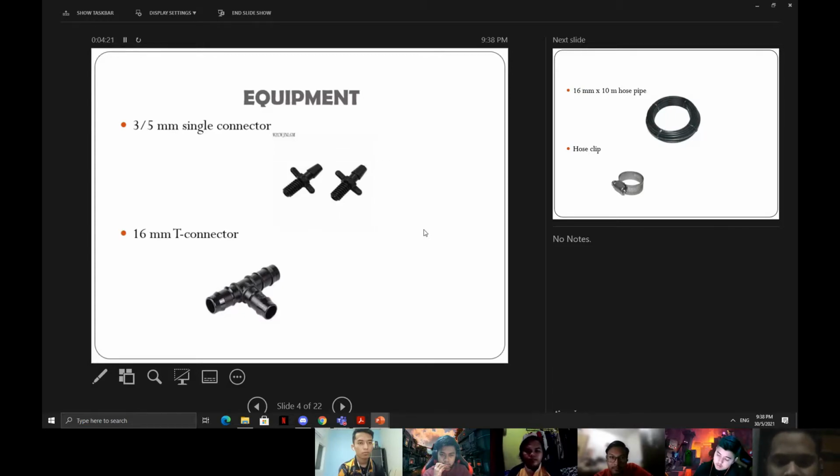We move to the equipment. We have a 3/5 millimeter single connector, which we use for the straight line hose pipe, and a 16 millimeter T connector, which we use for the closed loop hose pipe.